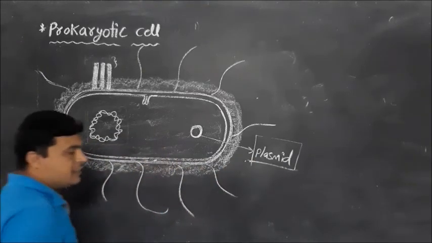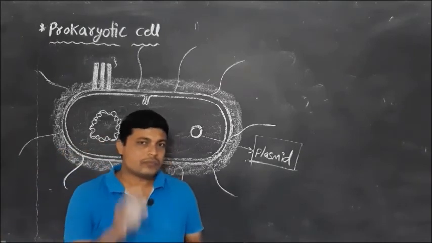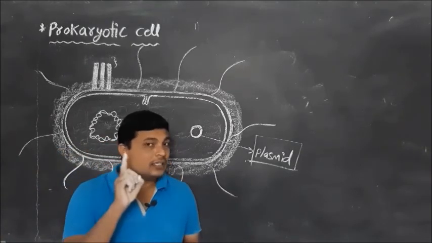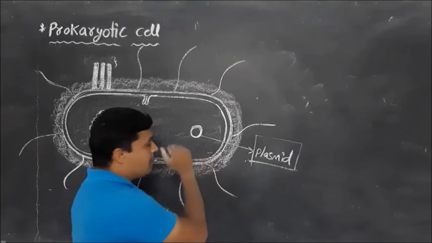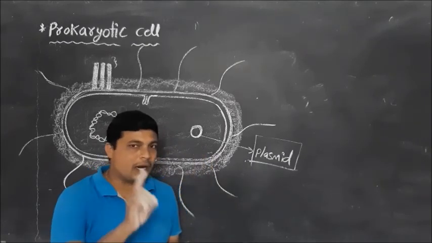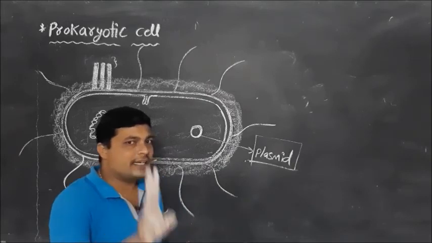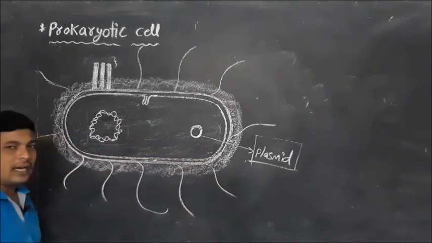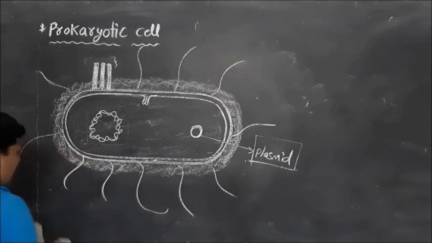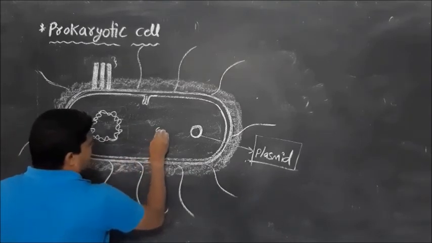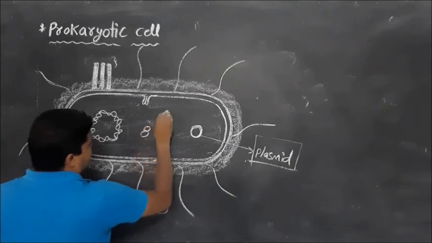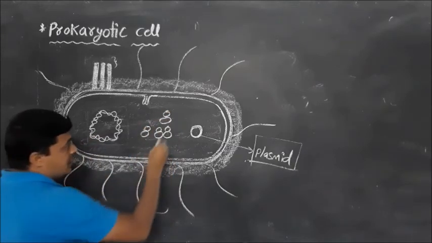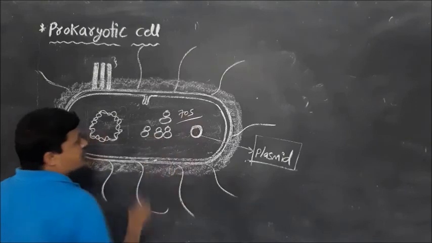So, what is plasmid? Definition of the plasmid: in some kind of bacteria, small additional circular DNA is present. This type of DNA is called a plasmid. And also in the cell, ribosomes are present. Which kind of ribosomes are present? 70S type of ribosomes are present.